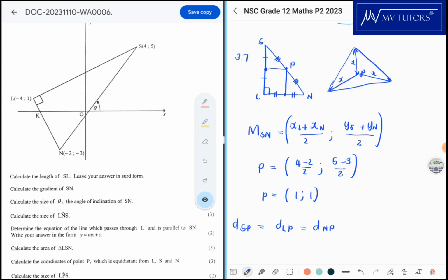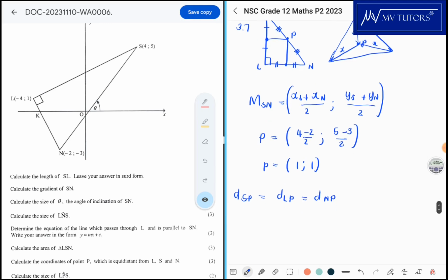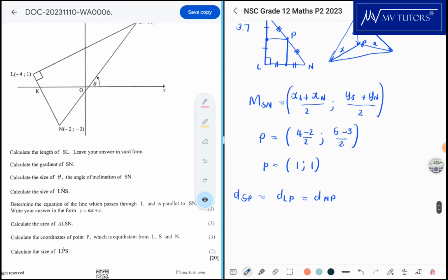Okay, that's if you have time. You can check that. They should be equal. If they are not equal, then we have problems. Okay, so let me see. This question is worth 20 marks.